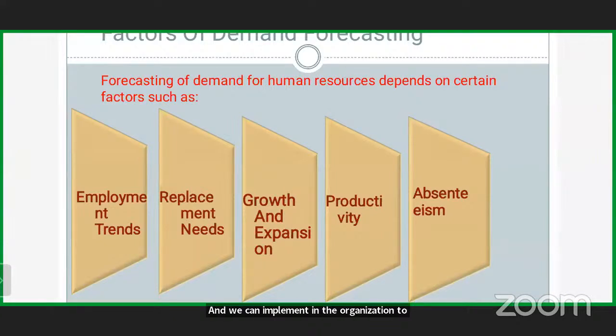It does not mean that we have 100 options and will adopt 100 techniques. Out of many techniques, we will adopt the one that is suitable for us, and we can analyze the demand of the manpower for the future, right?